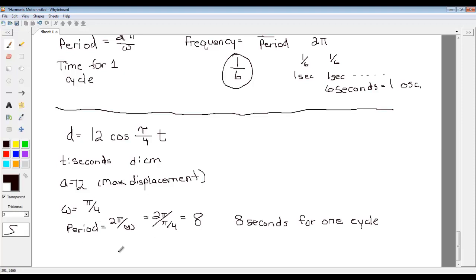But then for each second, the frequency is 1 over the period. Frequency is going to be 1 over 8. That's telling us there's 1/8 of a cycle per second.